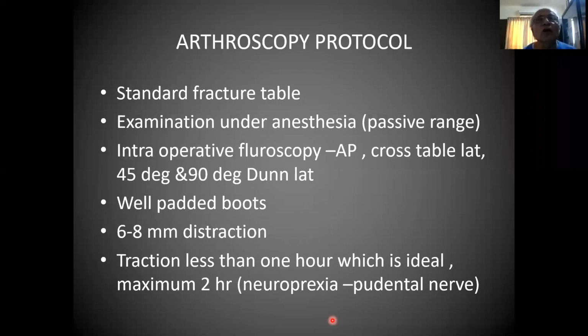The arthroscopic protocol: standard table, examination under anesthesia, see the range of motion, do intraoperative fluoroscopy with various angles, well-padded boots. A 6 to 8 millimeter distraction of the joint has to take place so that you can put the scope inside. Traction less than 1 hour is ideal. Otherwise, you have a problem of pudendal nerve palsy. So don't use it for a longer time, because initially all the arthroscopists took a lot of time, and this was the problem with neuropraxia of the pudendal nerve.